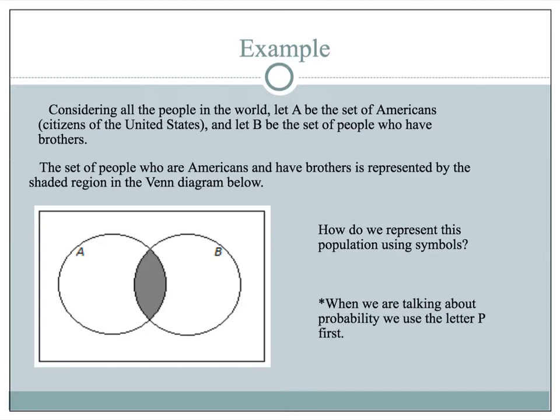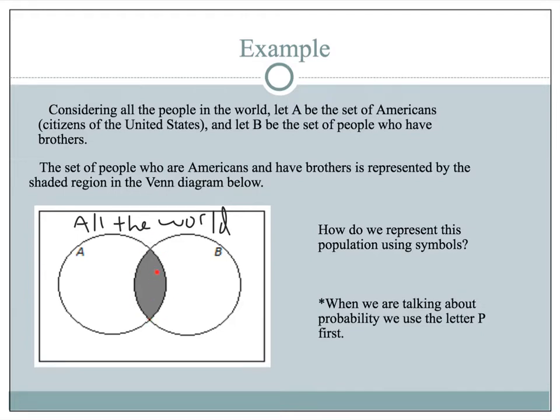This outer rectangle is considered to be all the people in the world. A is the Americans, and B would be people with brothers. But as you see, there are some people that are Americans and have brothers. That is the intersection of the two, the shaded region right in here, okay?